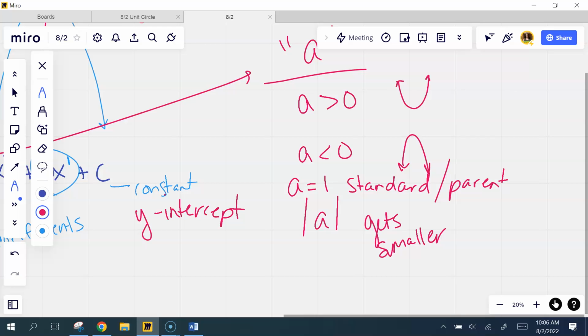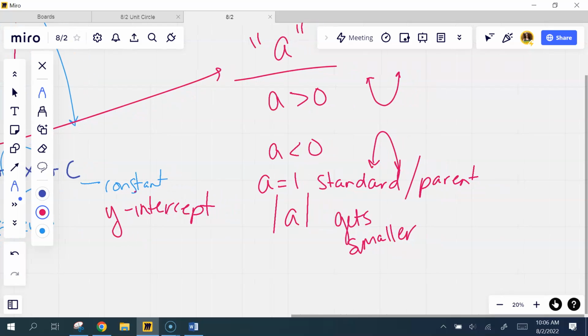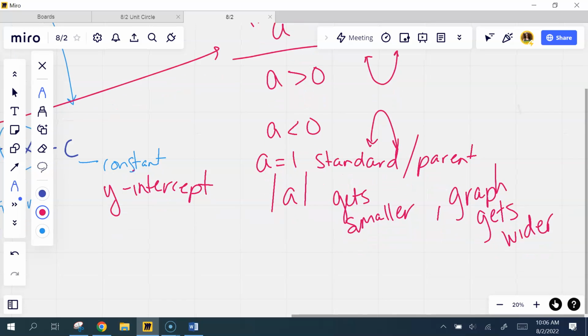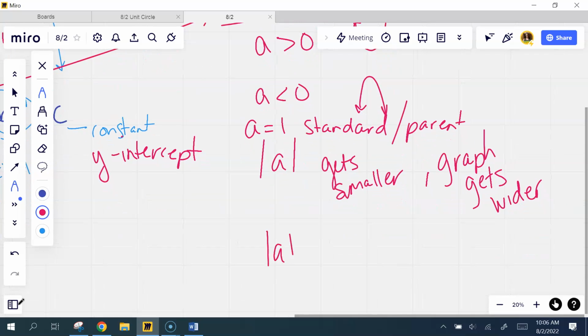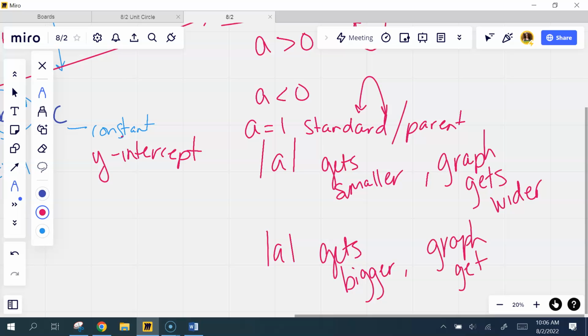It gets bigger. It does the opposite. You're exactly right. It is a horizontal stretch there or a vertical shrink, however you want to think about that. But this does make my graph get wider. So it does the opposite of what you'd think it does. And then, of course, as the absolute value of A gets bigger, my graph, what do you think it does? That's right. It gets skinny.